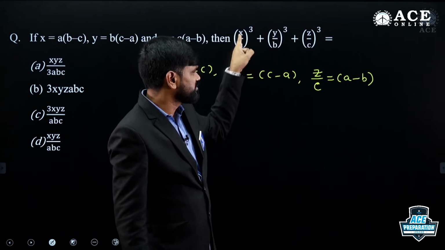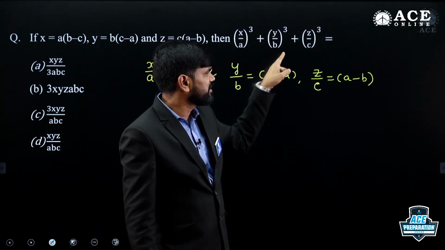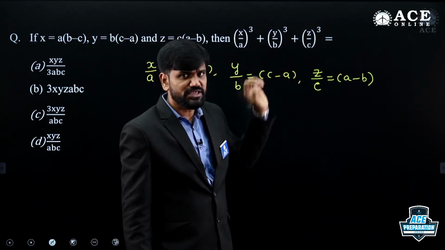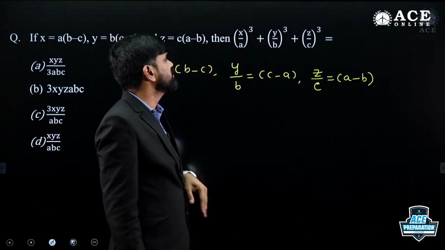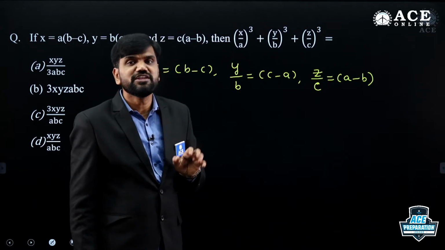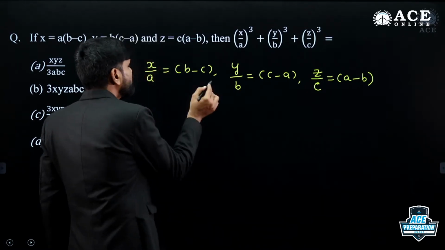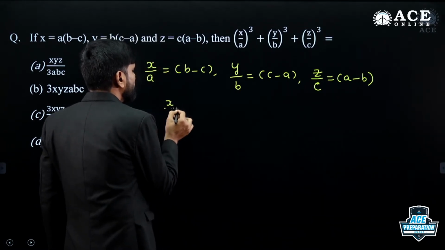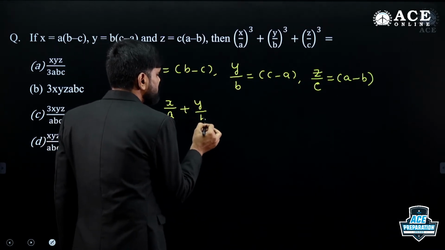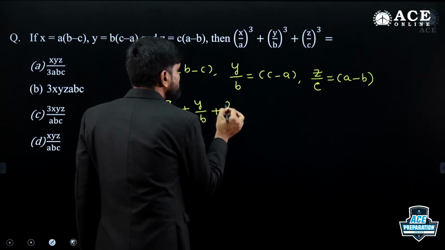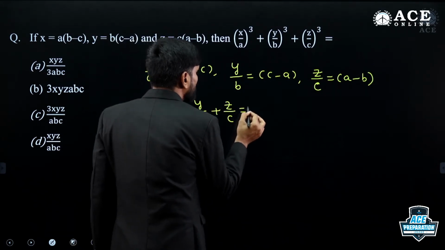A is nothing but x by a here. In place of b I have y by b. In place of c I have z by c. So as they are asking you for a cube plus b cube plus c cube, we will check what the value of a plus b plus c is. If you add these three, that will add up to how much? x by a plus y by b plus z by c is equal to how much, dear?